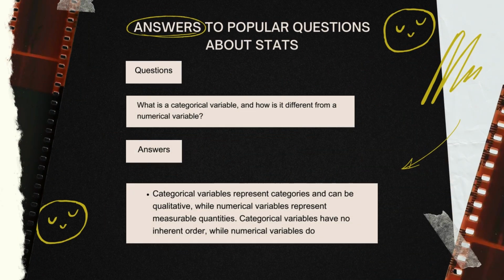Question: What is a categorical variable, and how is it different from a numerical variable? Answer: Categorical variables represent categories and can be qualitative, while numerical variables represent measurable quantities. Categorical variables have no inherent order, while numerical variables do.